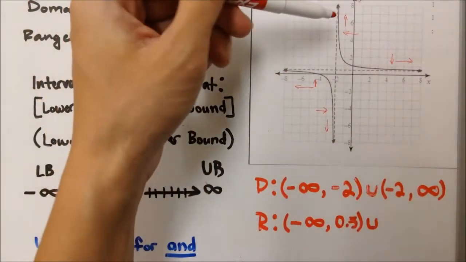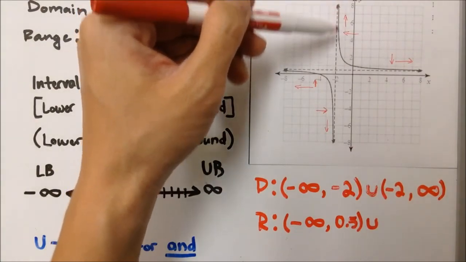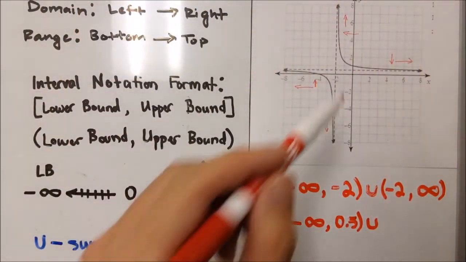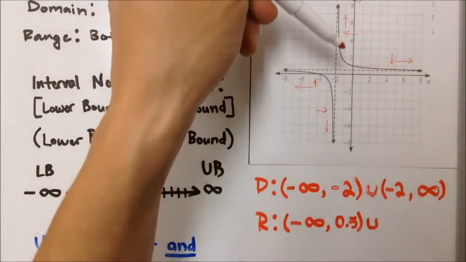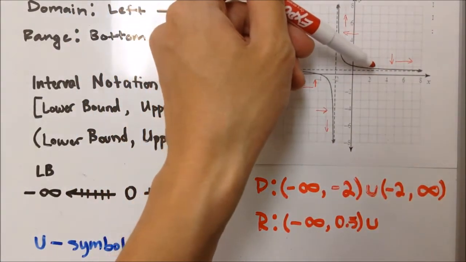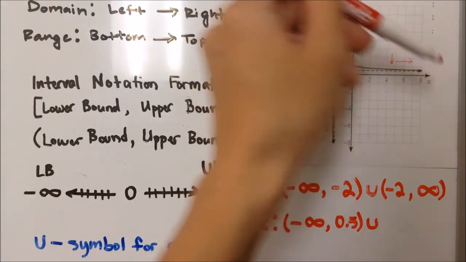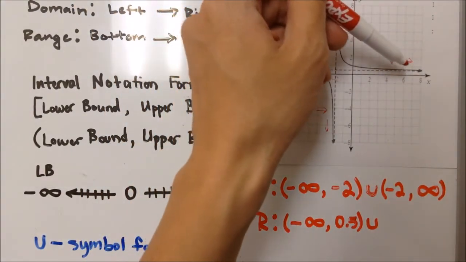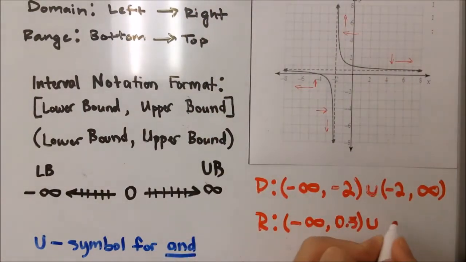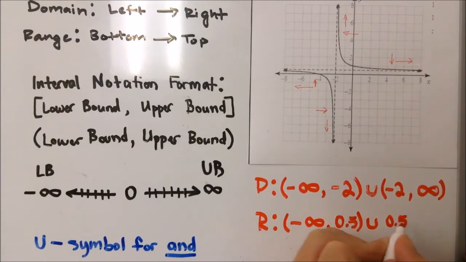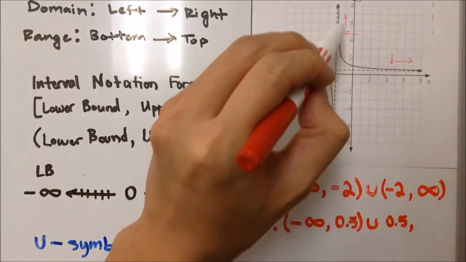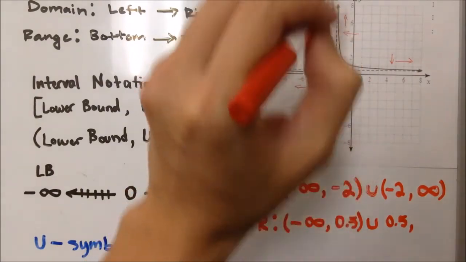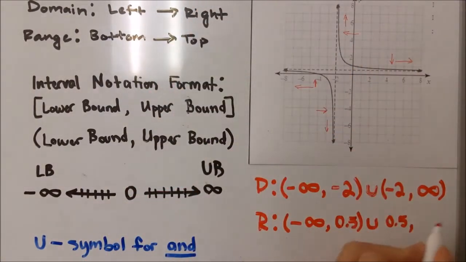Now let's take a look at the down and up arrows for the right graph. We're going to start with the bottom half, which is the down arrow. We can see it's going downward, closer, closer, closer to the horizontal asymptote, to 0.5. So we're going to start with 0.5 again, comma, and then the up arrow. We can see that it's continuously going upward. Continuously means infinity.